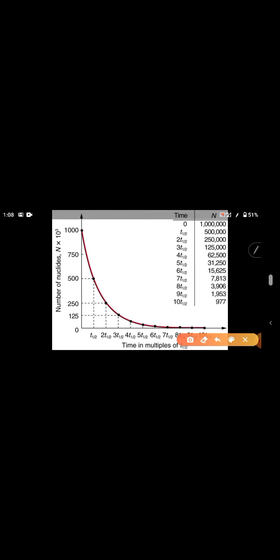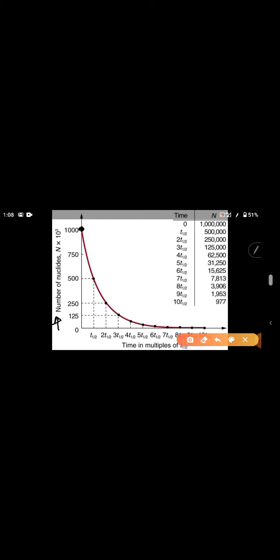Now, from the graph, this point where the graph starts is the initial count rate or the initial mass or the initial number of molecules or number of atoms or anything, but that's the initial value of the number of atoms. And this question is the number of nuclides.